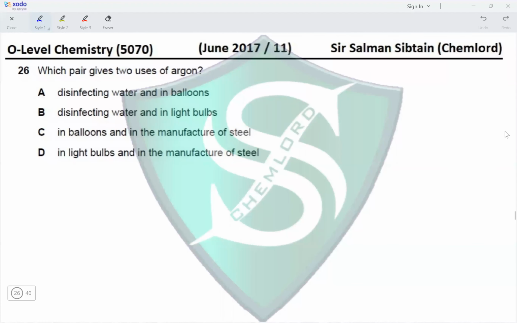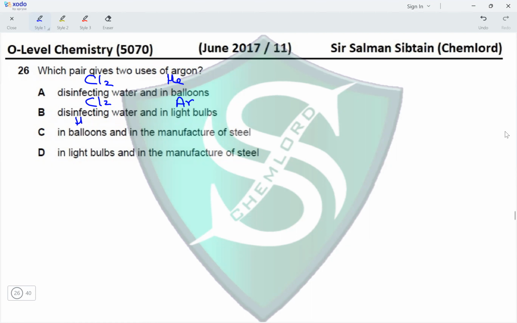Question 26. Which pair gives two uses of argon? Disinfecting water and in balloons. So, disinfection of water is carried out by the use of chlorine gas, and in balloons, we fill helium gas, not argon. Disinfecting water is by chlorine, and in light bulbs is a use of argon. So, both uses are not for argon.